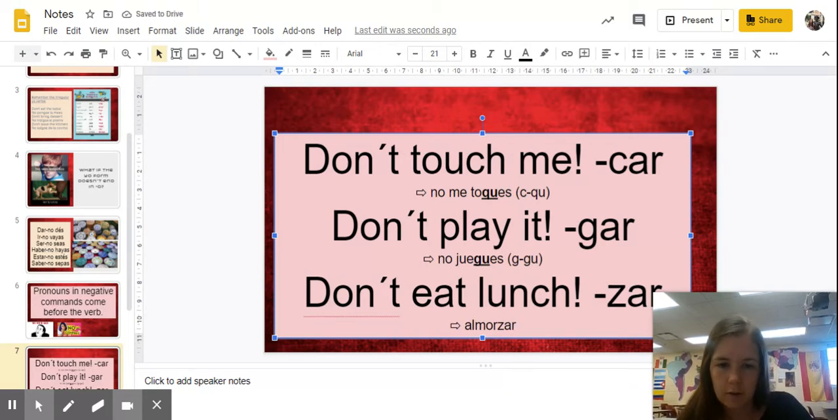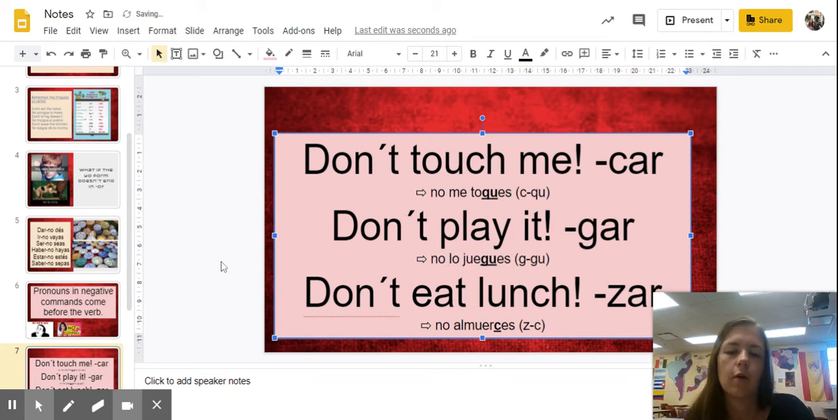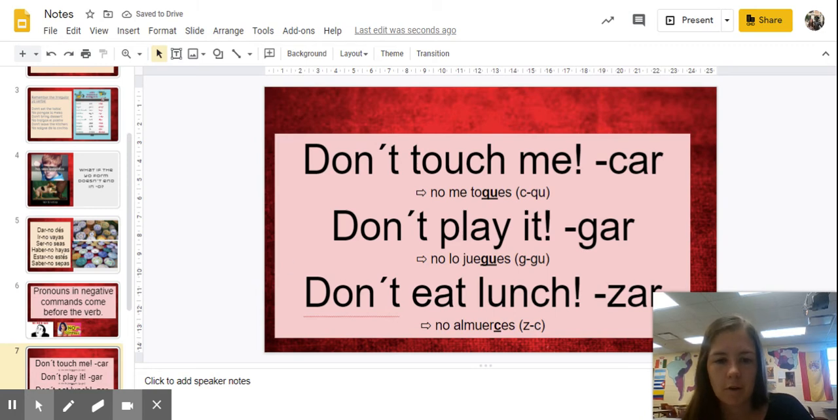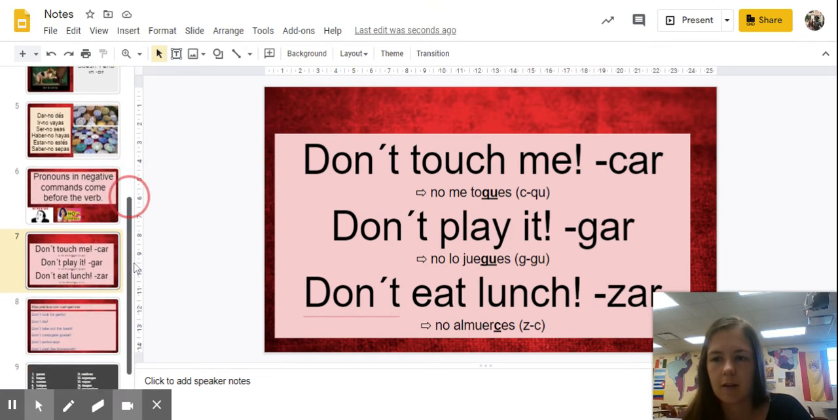So almorzar is to eat lunch. I'm saying don't eat lunch. The yo form is almuerzo. Almorzar also changes O to UE. Take my yo, drop the O. My opposite ending is my ES. Z and E never come together, so I have to change Z to a C. So whenever there's a Z, it's going to change to a C. And then lunch can be that whole phrase, el almuerzo. I forgot in this one to say don't play it. The it has to come before the verb because it's a negative command. So C changes to QU, G changes to GU, Z changes to C for car, gar, zar verbs in the negative tú commands.